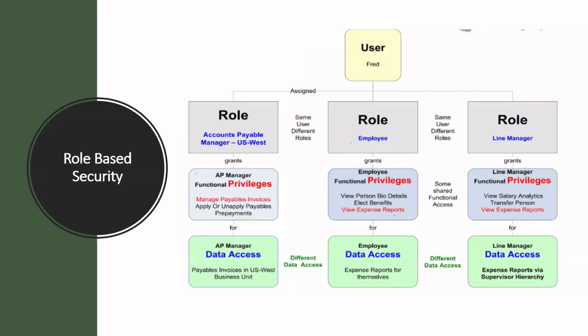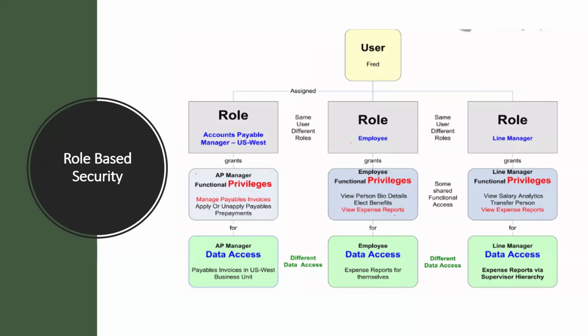Okay, let's say here I'm giving one example. Username called Fred. Fred joined a company. There are three roles you can see here. One is the account payable manager role, that is a duty role. The next role, employee role, that is an abstract role. Line manager, that is a job role. His duty is account payable manager on the US West business unit. So that is his duty role.